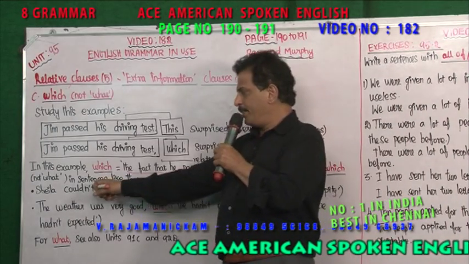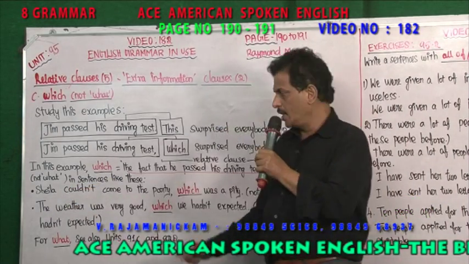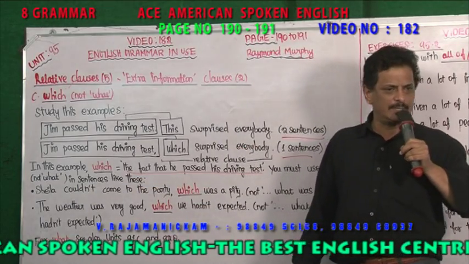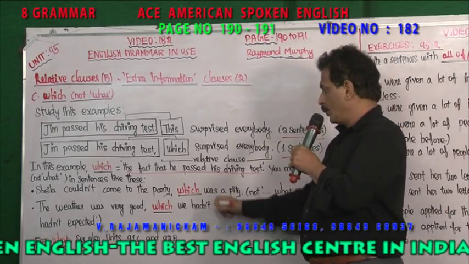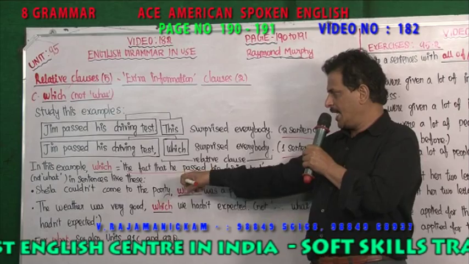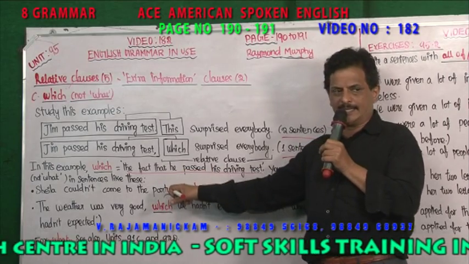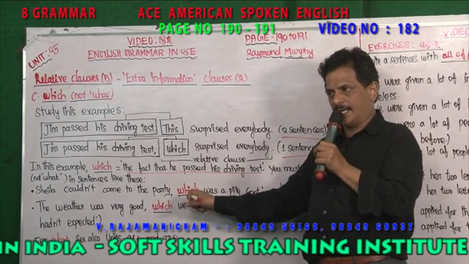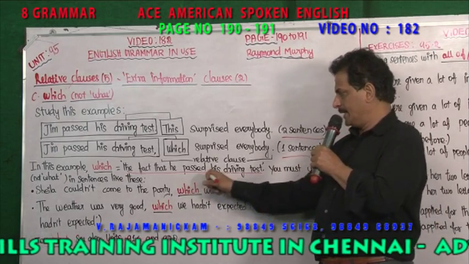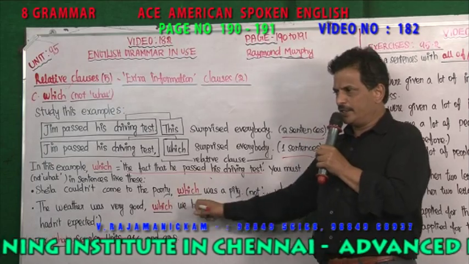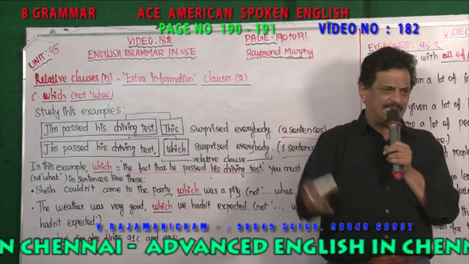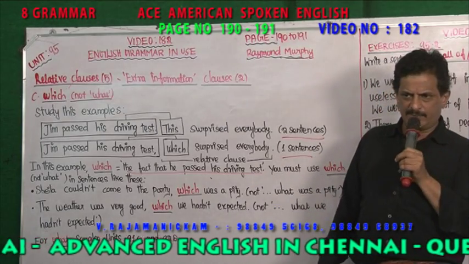For example, Sheila couldn't come to the party, which was a pity. Pity means what? A sad thing. Sheila couldn't come to the party, right? You put a comma and go for a single sentence there. You are using which was a pity. This which stands for what? Anybody? Sheila was not able to come to the party. The entire sentence. Able to understand?